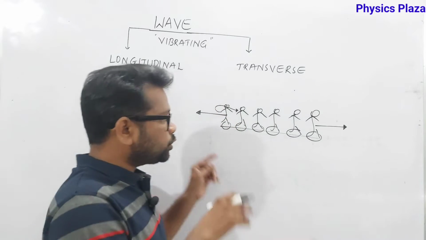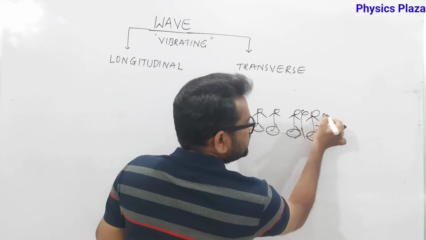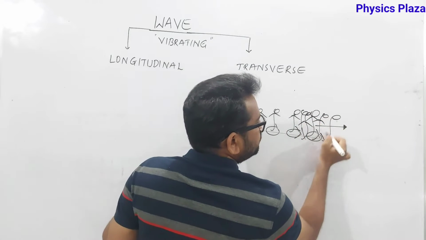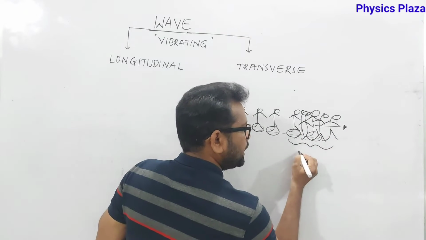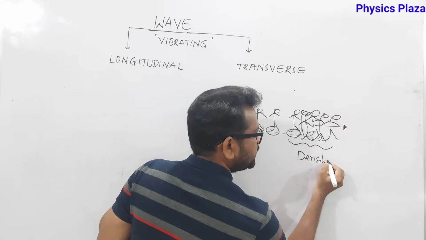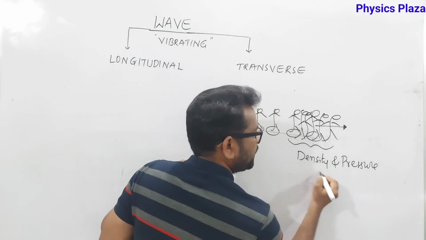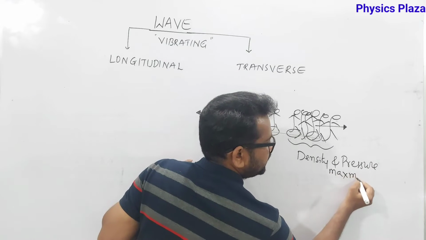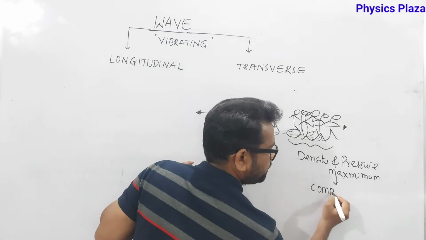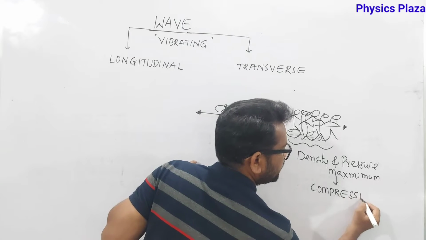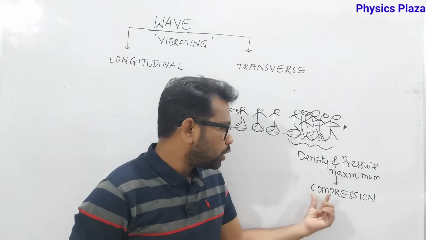And in this, children, as I said, when a push is given, what will happen here? Persons may come very close to each other as the push is given. So this is the area where density and pressure is maximum. Pressure and density is maximum. This region is called compression. So it's very, very important. The region of maximum density and maximum pressure is called compression.